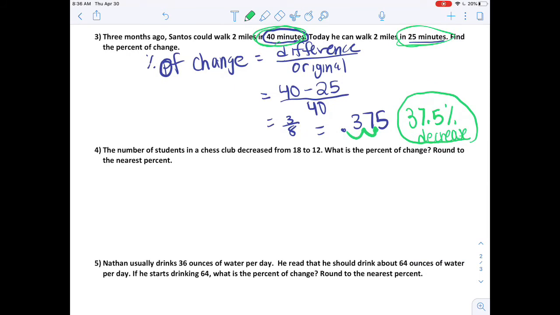The number of the students in a chess club decreased. Great, they told us what's going to happen, decreasing from 18, this is your original, to 12. What is the percent of change? Round to the nearest percent. Okay, so difference would be 18 minus 12 over, what did it start with? It started at 18. That was your original amount.